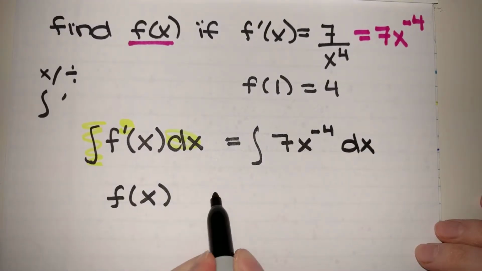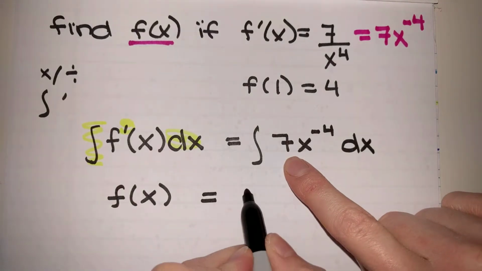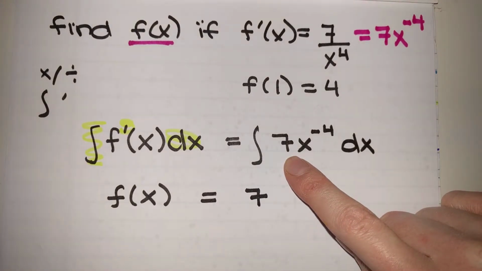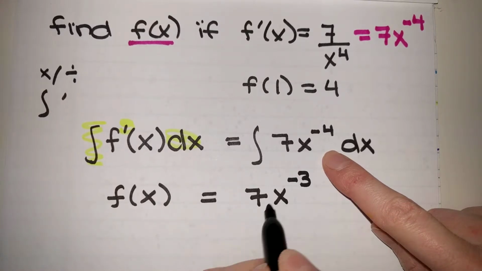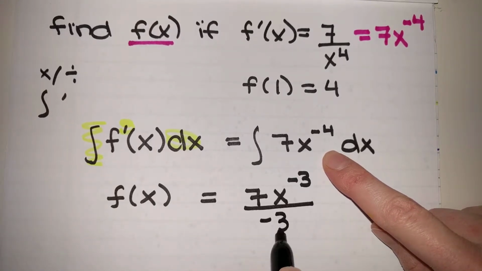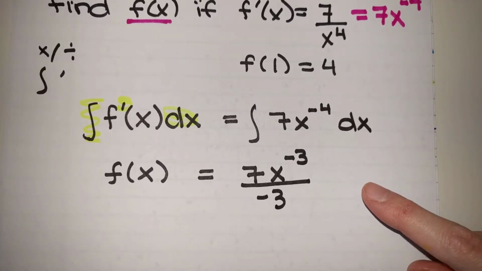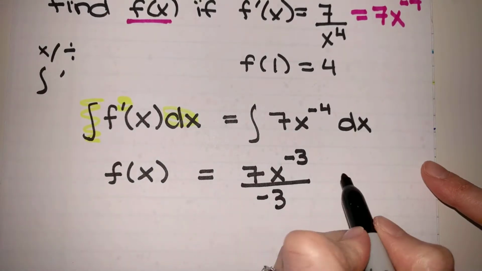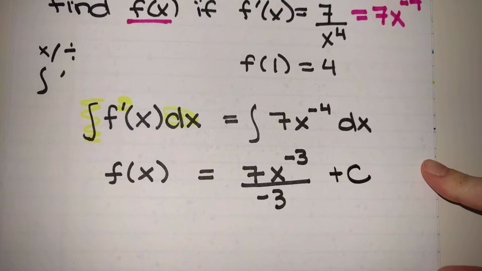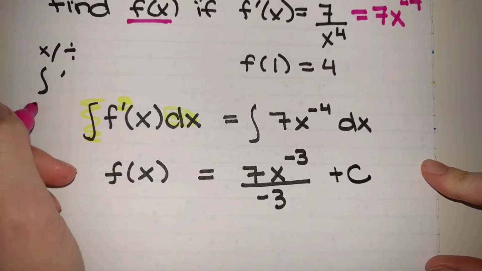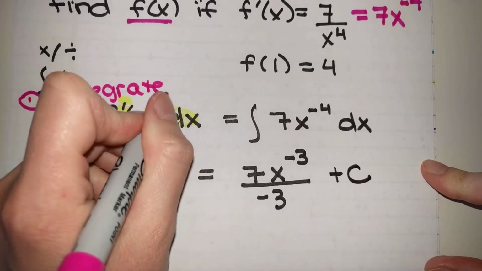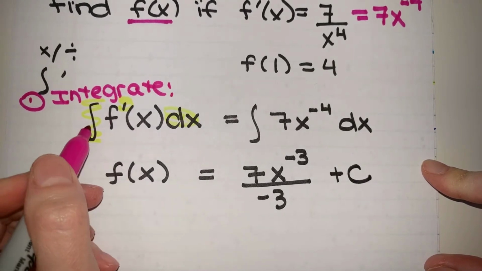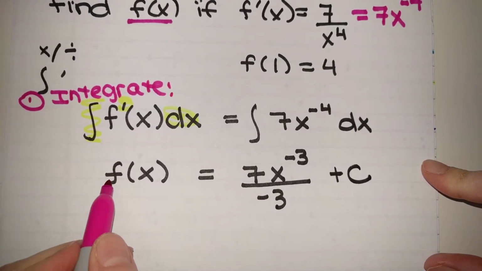To integrate, the 7 is a constant coefficient, so it is just going to tag along for the ride. For the negative 4, I add 1 to the exponent and then divide by the new exponent. Then, because there are no bounds on this, I need to add a plus c. So our first step is that we integrate, and by integrating the derivative, we got our little f of x.